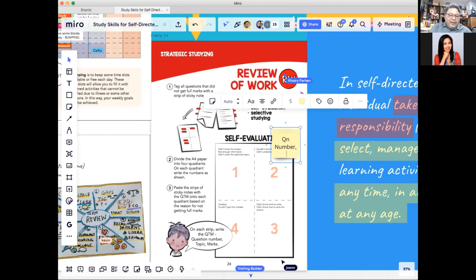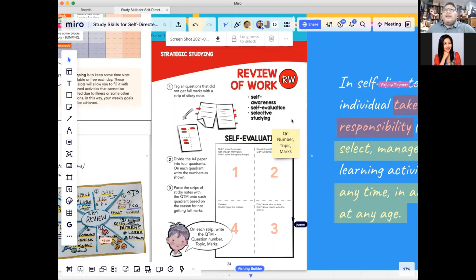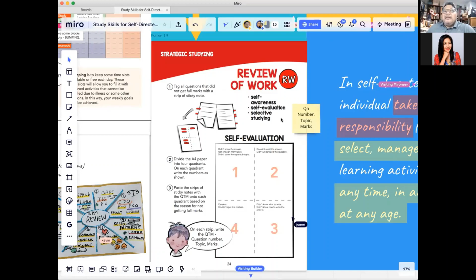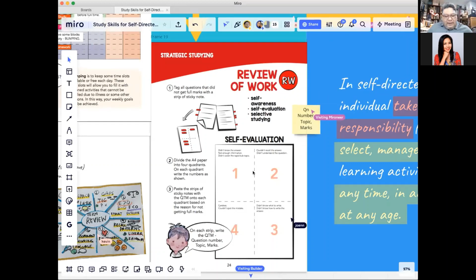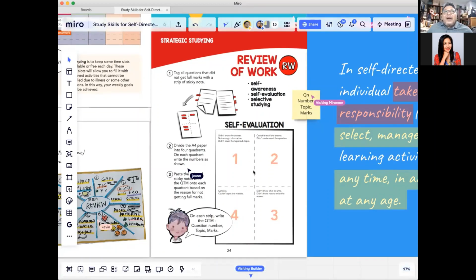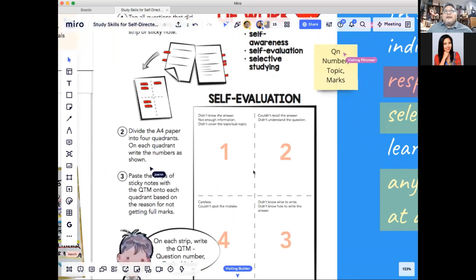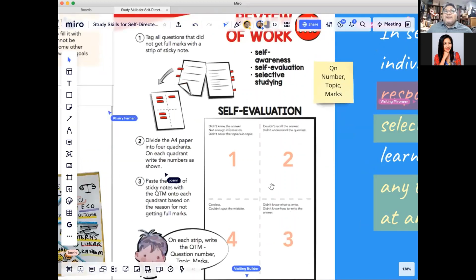Okay, what is the topic they think that question comes from? Right? And then how many marks they are allocated, and the marks actually lead to some strategy formulation later on. But importantly, they put the question and the topic number. So after they have listed that, the QTM, on the piece of paper, they just take a piece of A4 paper, divide it into 4 parts, and then start to reflect on the question.